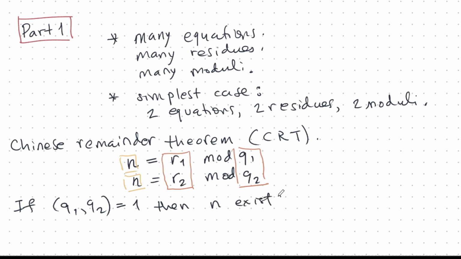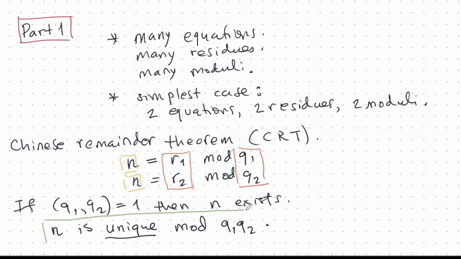There's a solution, and there's a lot of them. There's an infinite number of them, but they are all equivalent mod Q1 times Q2. So let's write that. So n is unique mod Q1 times Q2. Now I have to stress that this only works when Q1 and Q2 are coprime. And don't count on it working otherwise.